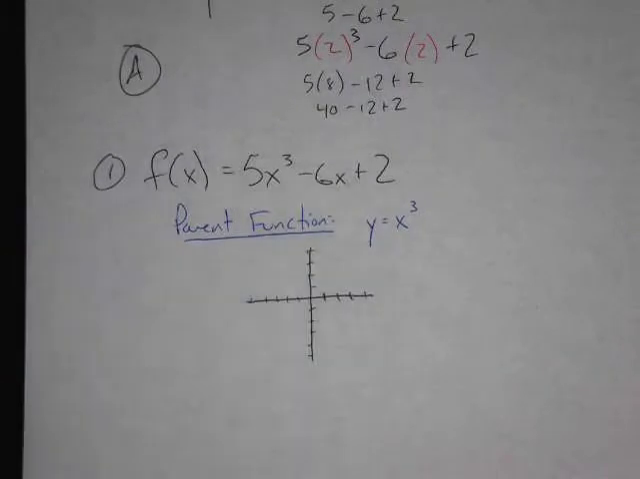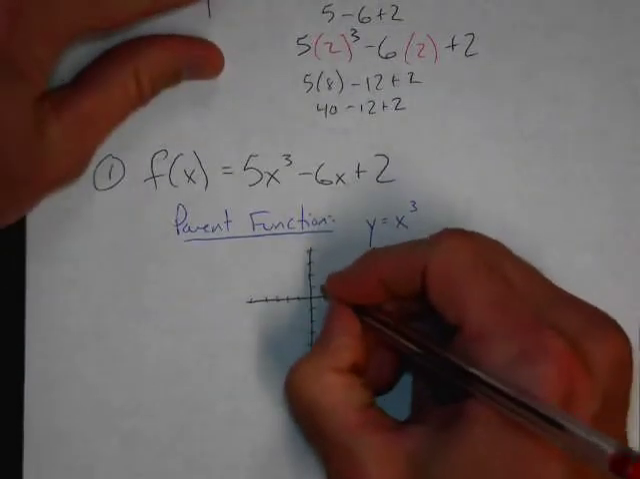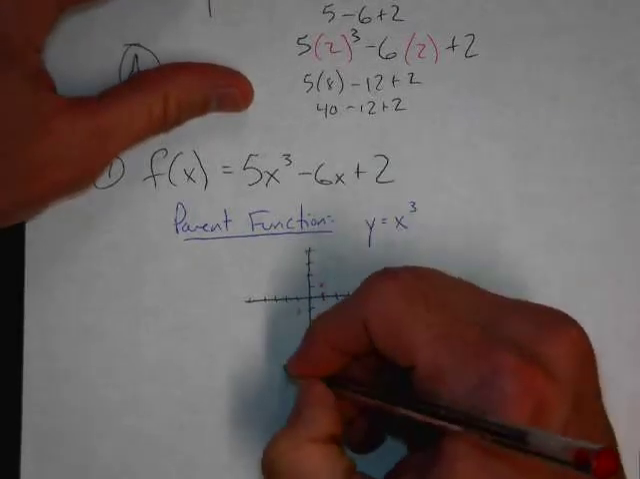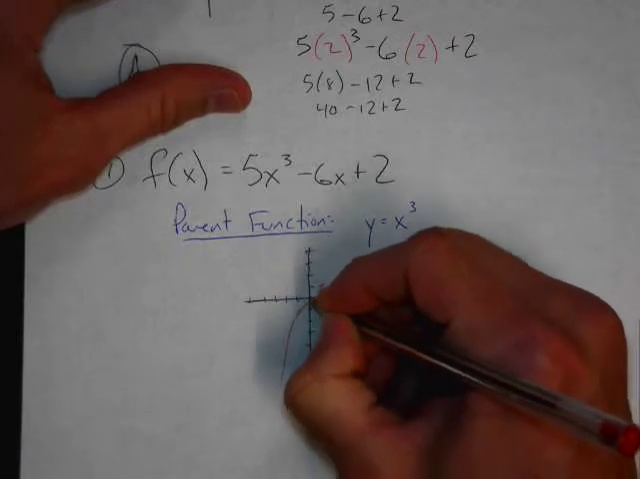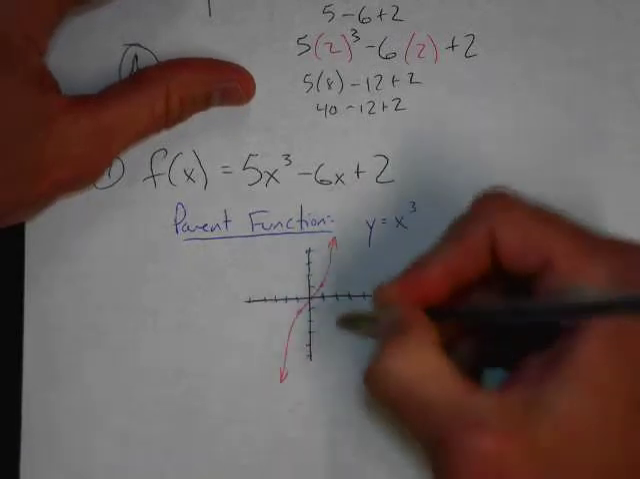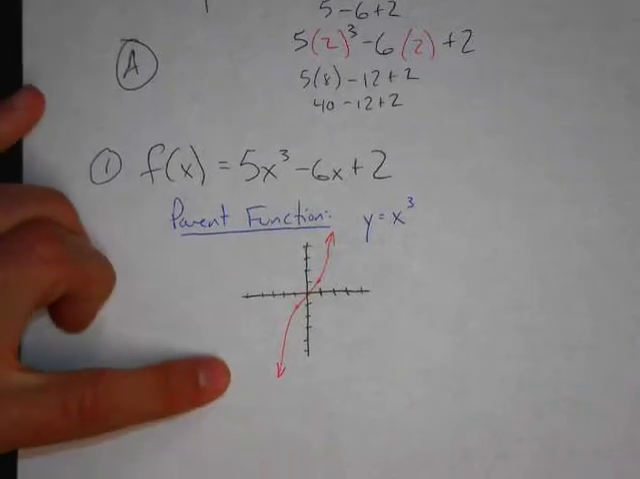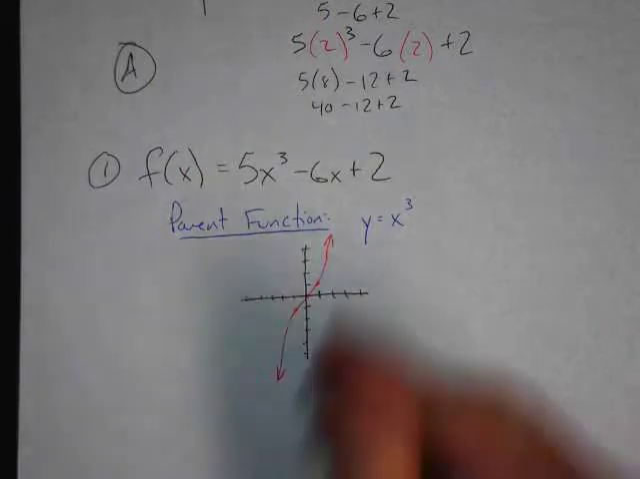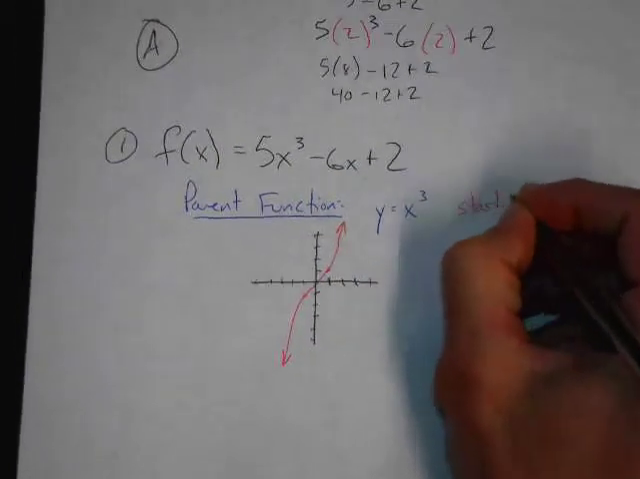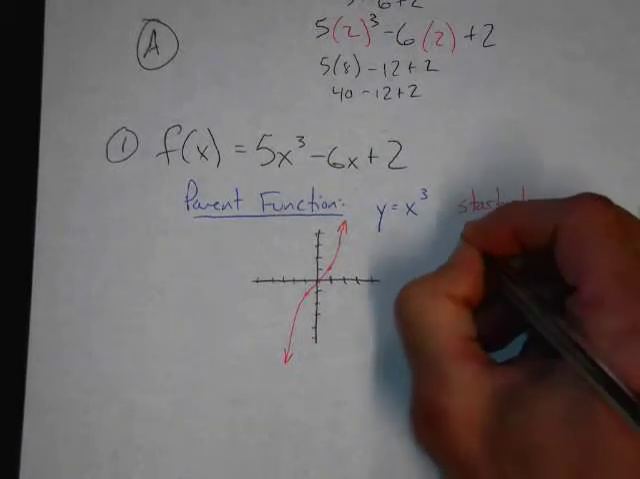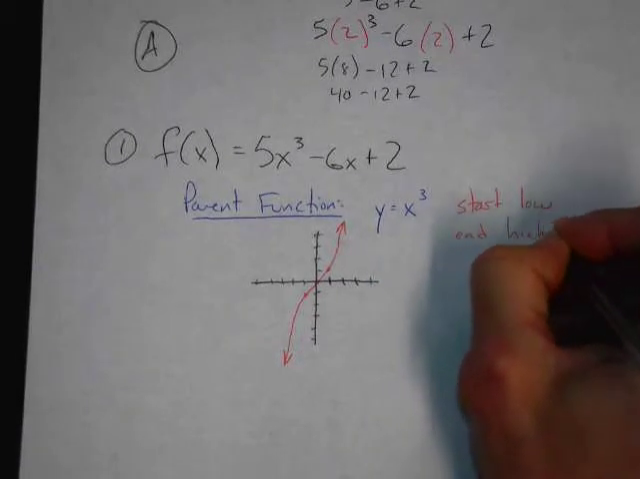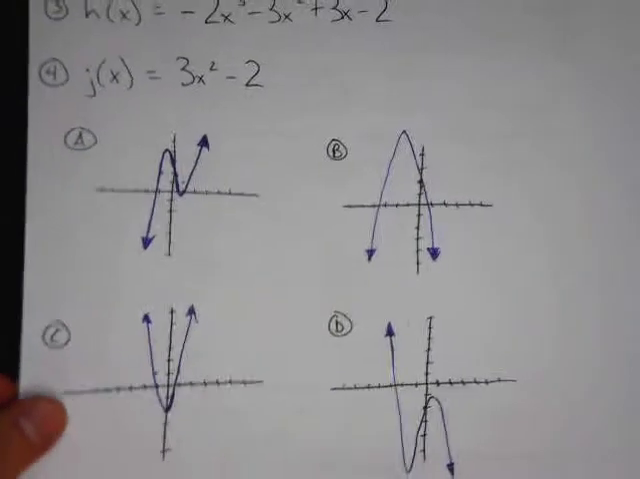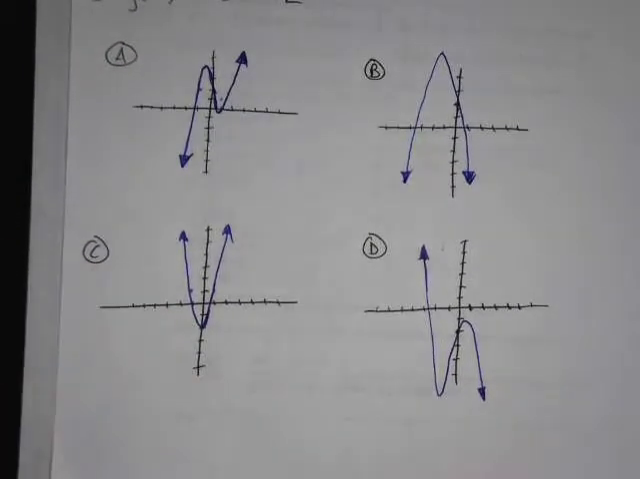We would have a shape that looks something like this. Okay? So if we had y equals x to the third power, 1, 1, 0, 0, negative 1, negative 1, right? 2, 8, negative 2, negative 8. We have a graph that looks something like this. That means it is starting low and ending high. Because remember, we read left to right. Starting low, ending high.